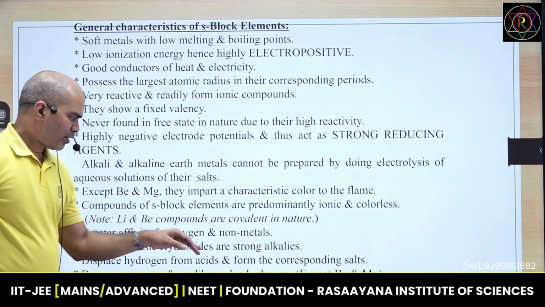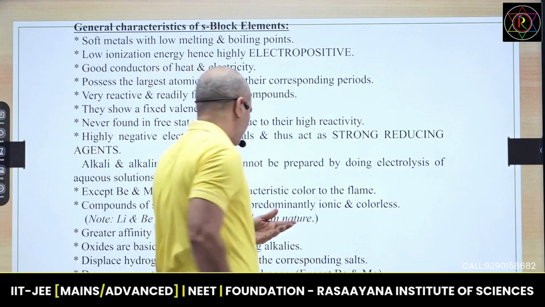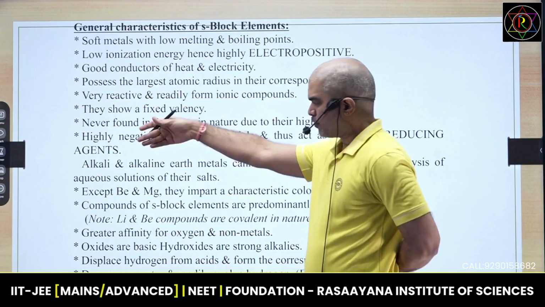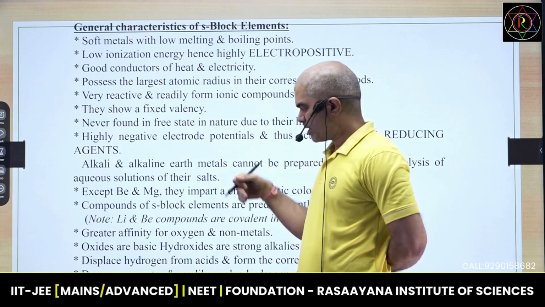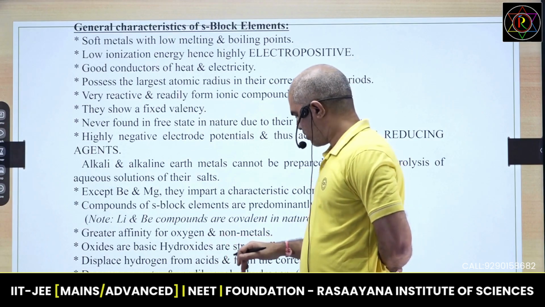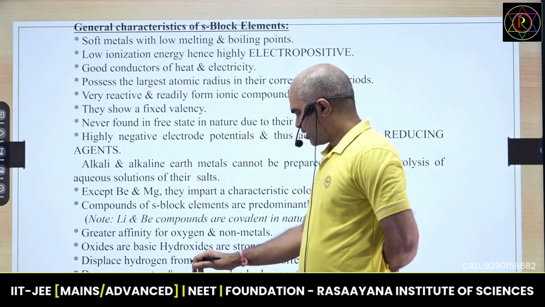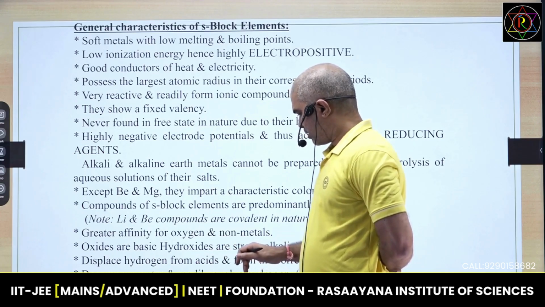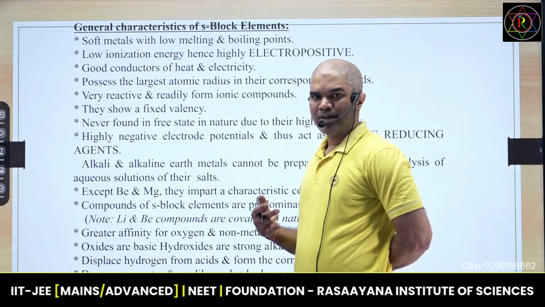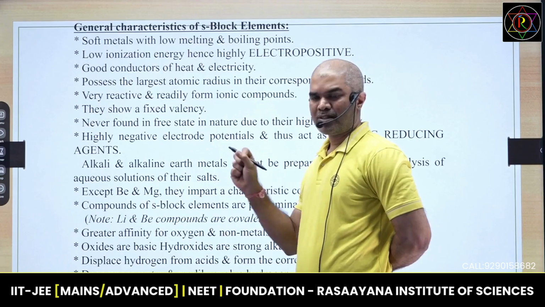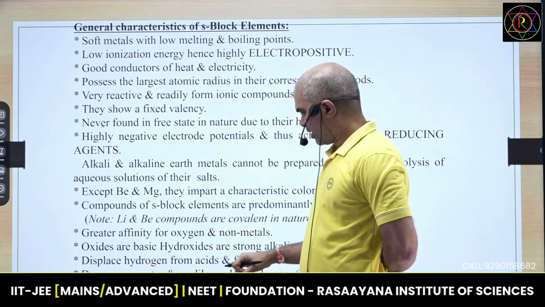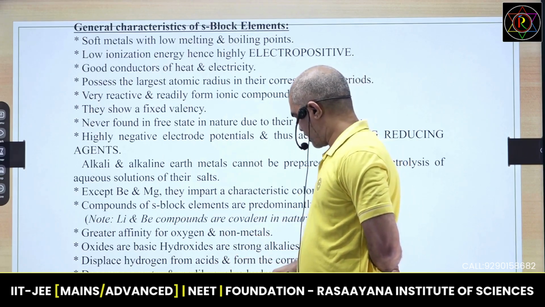They have greater affinity for oxygen and non-metals because these are on the left side, so they have a greater affinity towards the elements that are present on the right side. Oxides are basic, hydroxides are strongly alkaline. They displace hydrogen from acids. Suppose if I take HCl, or if I take some other acid, they immediately displace hydrogen from those acids. They decompose water and readily evolve hydrogen.